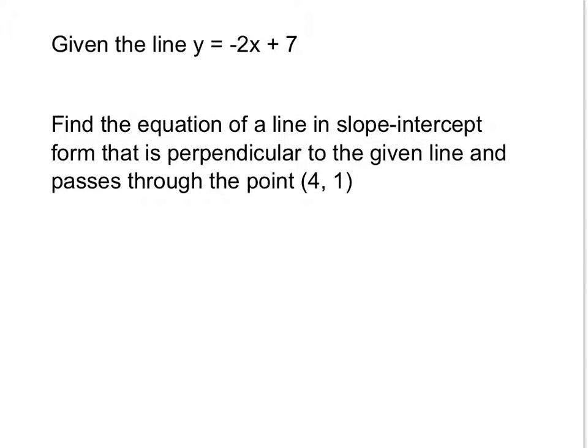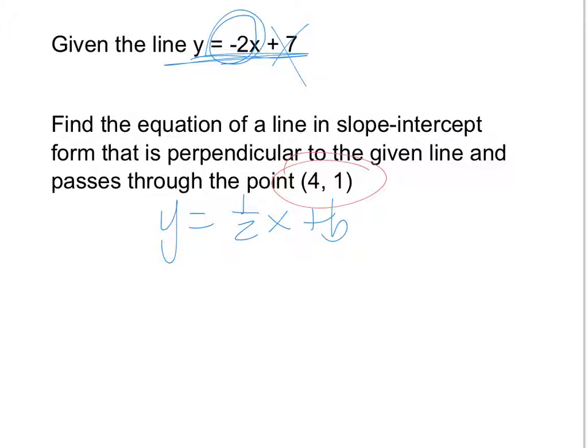Okay, let's go through another one, and then I'm going to have you try one. So, first thing you need to do is look at the given line and decide what the opposite reciprocal is going to be, because that's going to be the slope you're going to work with. So y equals, the opposite reciprocal of -2 is 1/2 x, and then again we ignore the 7 and we write plus b on the end. Now we plug in our point, so 1 goes in for y, 4 goes in for x.